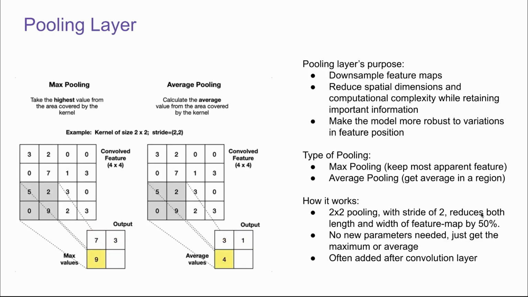We use 2x2 pooling with a stride of 2. It should reduce both length and width of the feature map by 50%. And there are no new parameters needed. We just need to get the maximum or average of the original feature map. And this is often added after the convolution layer.